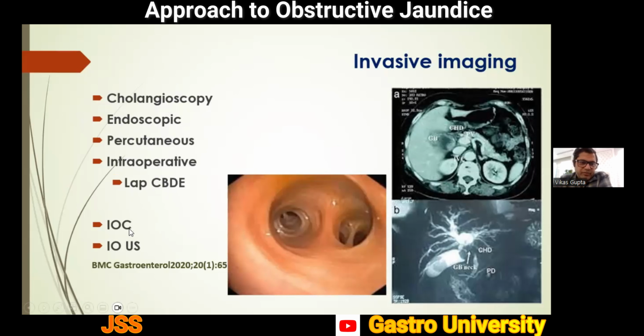The role of intraoperative cholangiogram has also been described, but over the last few years, this role has decreased significantly. And intraoperative ultrasound to delineate the bile duct, again, the role is becoming less and less.